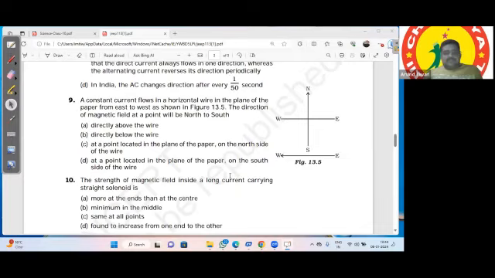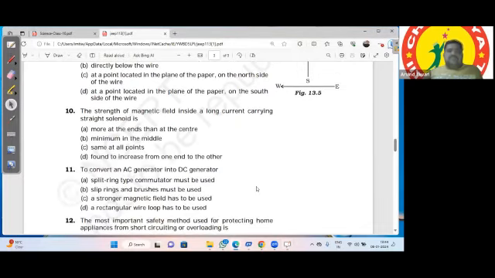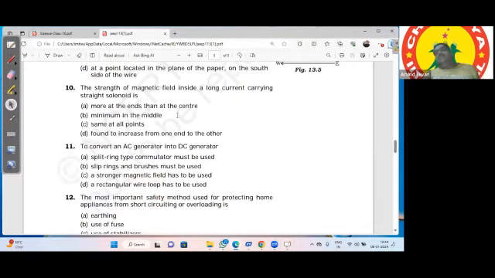Now see the 10th question. The strength of magnetic field inside a long current carrying straight solenoid is: more at the ends than at the center, minimum at the middle, same at all the points, or found to increase from one end to the other. We have studied that inside a solenoid, the magnetic fields are the same everywhere. They are the same at all points, as you find straight lines everywhere in the solenoid. So the answer will be option C.